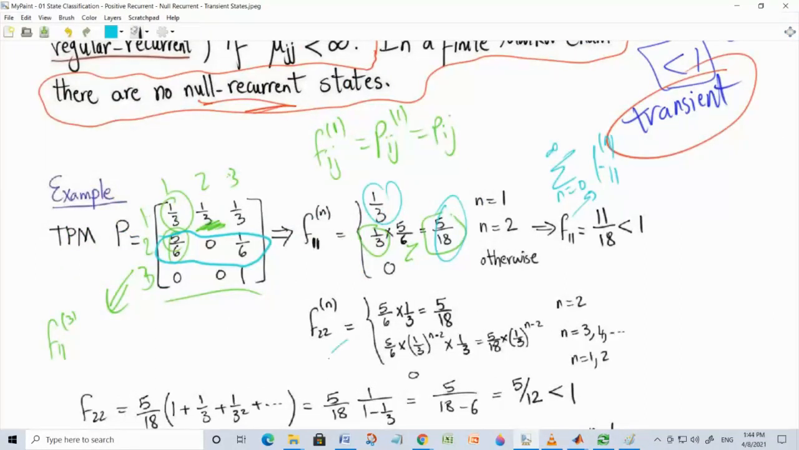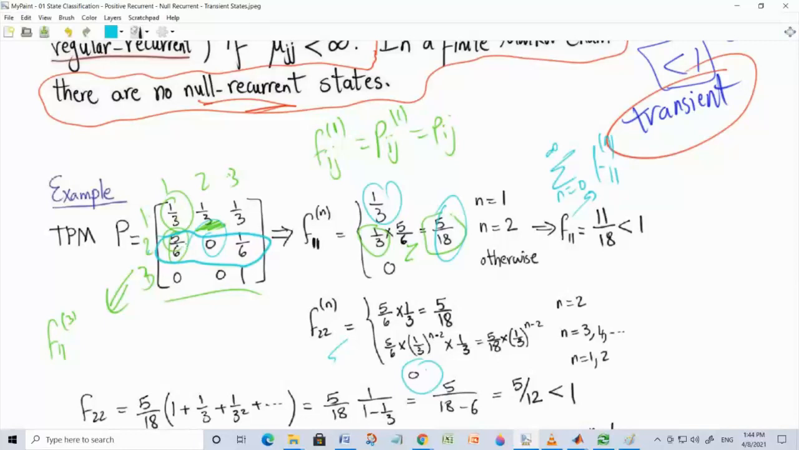And state 2, let's say, what is the probability that you start in state 2 and then enter into state 2 for the first time after 1 step? 0. This probability is 0. Why? Because in state 2 you either go to 1 or you go to 3. The probability of self-transition is equal to 0, and so you cannot go from 2 to 2 in just 1 step.